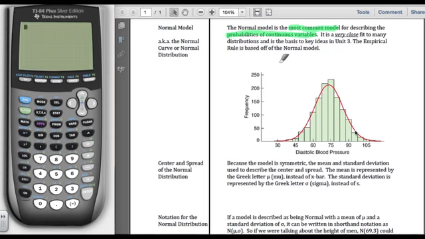It is a very close fit to many distributions. It's not going to be a perfect bell-shaped curve with perfect symmetry on the left and right, but it's going to be very close.